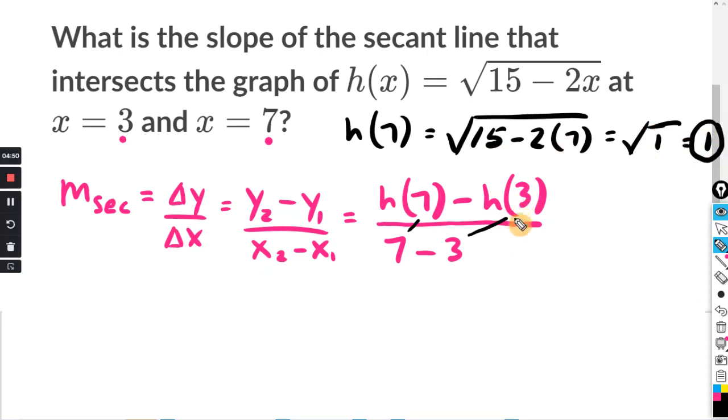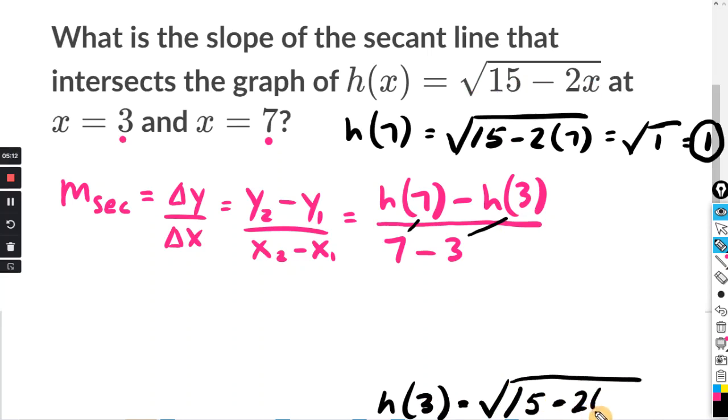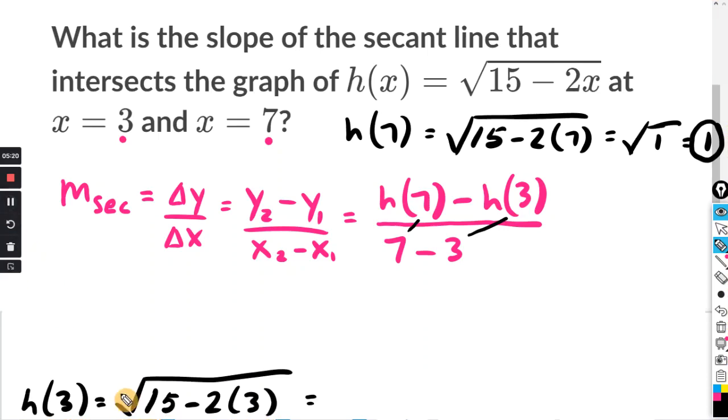All right, and now I'm going to do h of 3. I'll do it down here because I don't have the room. But if I did h of 3, that just means I'm plugging in 3. So it's going to be radical 15 minus 2 times 3. Okay, so that's radical 15 minus 6. All right, so we have radical 15 minus 6. 15 minus 6 is 9, and the square root of 9 is just 3.